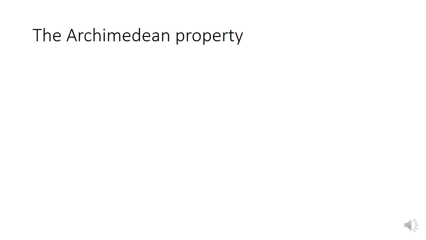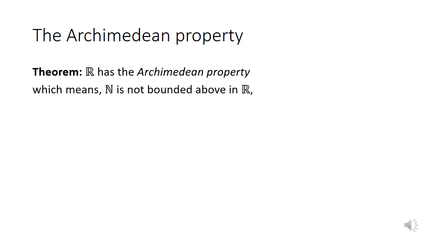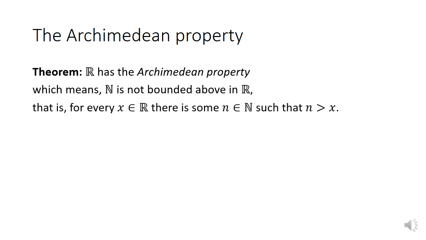There is another property of the real numbers that is important in connection with the natural numbers, the Archimedean property. R has the Archimedean property, which means N is not bounded above in R. That is, for every real number x, there is a natural number n that is greater than x.